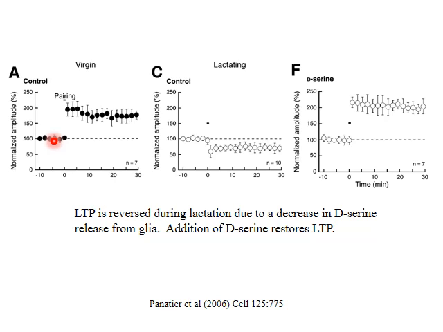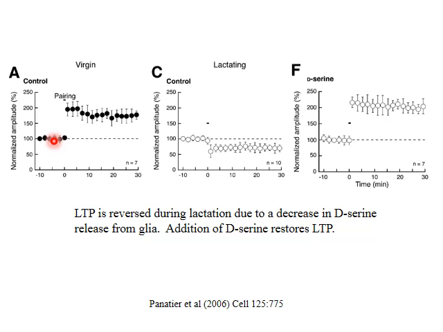We know that NMDA receptors play a very important role in synaptic plasticity and in particular in generating LTP, long-term potentiation. So we might expect that synaptic plasticity in the hypothalamus might be altered during lactation when the astrocytic processes are withdrawn and D-serine at the synapse is reduced. And in fact, this is exactly what we see.